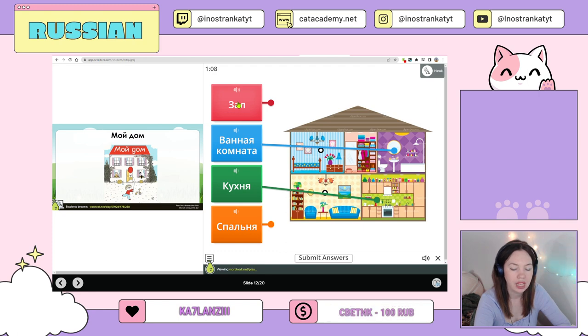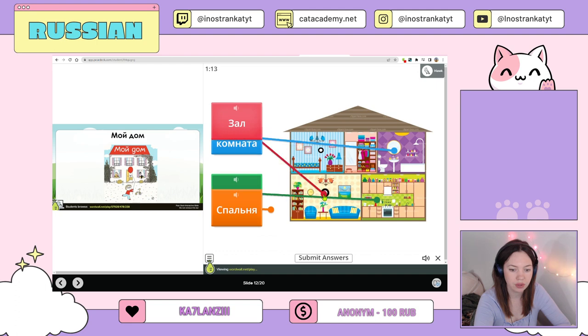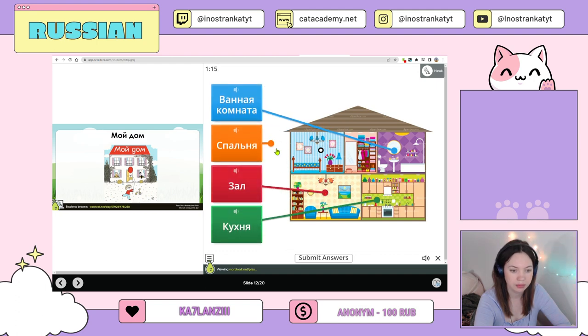Дальше. Зал. That's a living room or a sitting room. Спальня. And the final one, спальня. It's a bedroom.